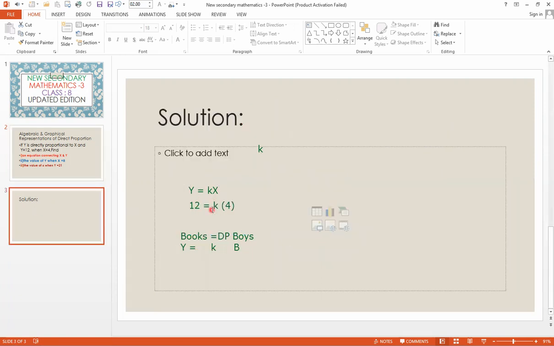In this equation, the bracket is used. And what is the meaning of bracket? I think all of you know it very well. Its meaning is to multiply. And when we move this 4 to the other side, multiplying will be changed into division. So I have to divide 12 by 4, and that is equal to k. When I solve it, 4 times 3 is 12, so 3 is equal to k.